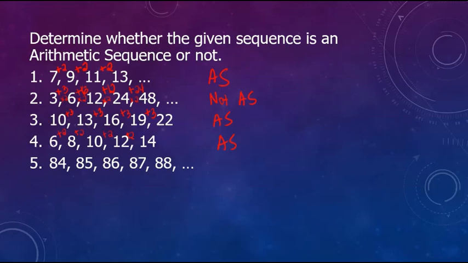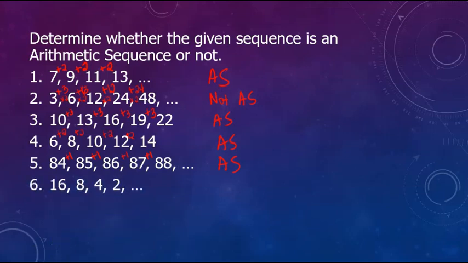Next, we have 84, 85, 86, 87, 88. So, we constantly add 1. 84 plus 1, 85 plus 1, 86 plus 1, 87 plus 1, 88. Okay, so constant again yung ina-add na number which is 1. So therefore, this is an arithmetic sequence.